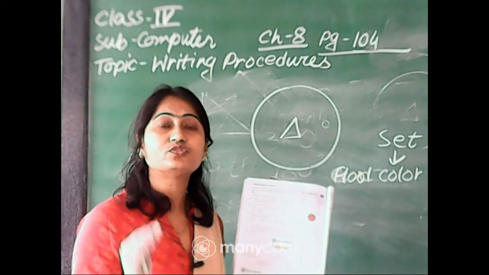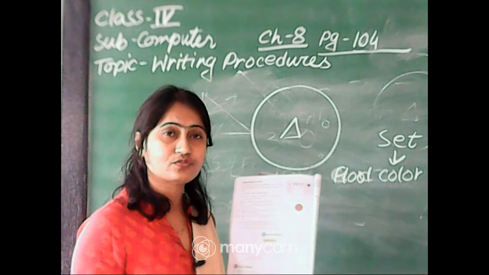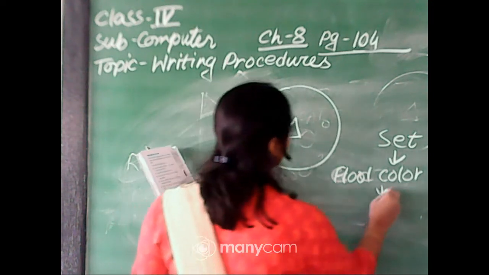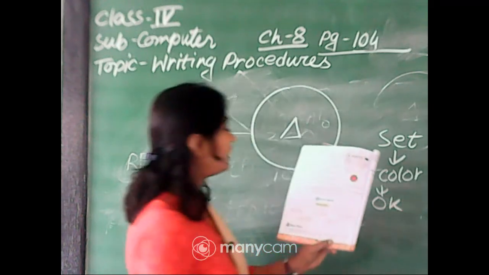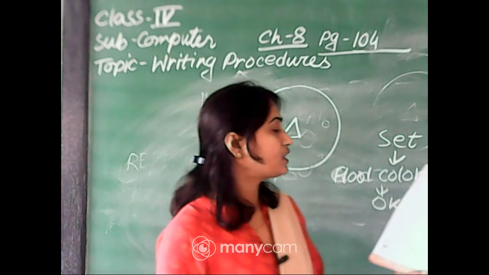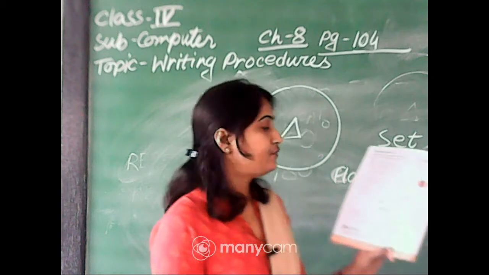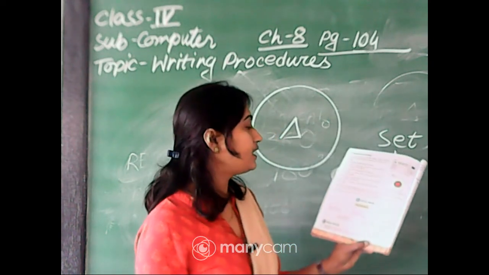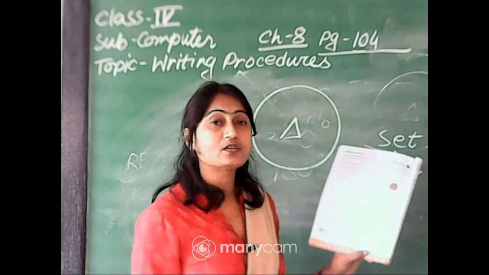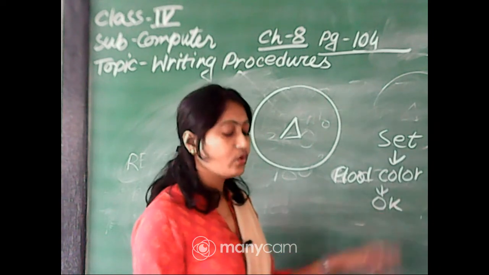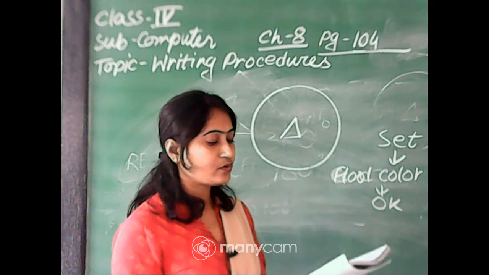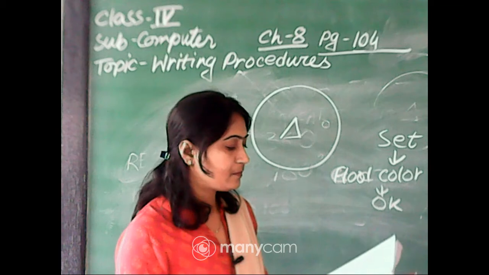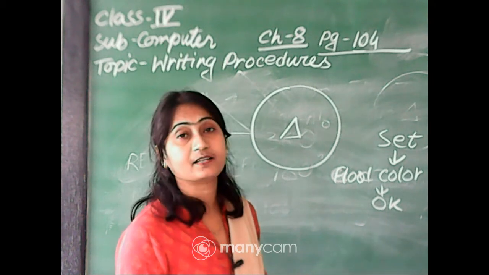Which one do you want to choose? You can choose any color, suppose green, yellow or red. Choose the color and then click OK. Then move the turtle using the pen up command and FD command until you reach inside the circle.